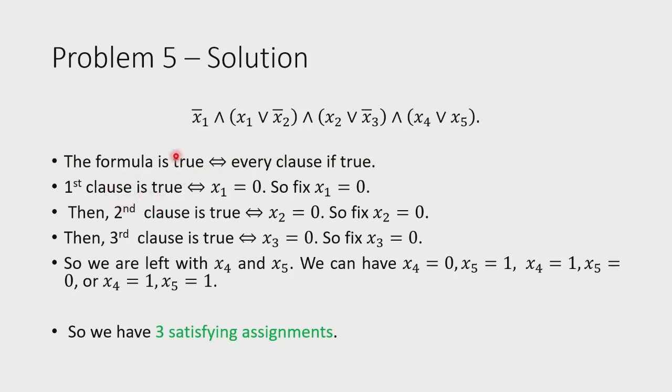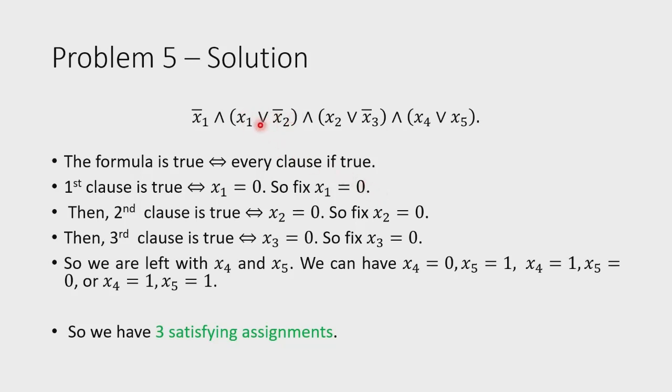So what is the simplest clause over here? It's this x1 complement, right? So let's try making this true. It is true if and only if x1 is 0. Here I am using the convention that 0 is false and 1 is true, just for the sake of simplicity. So we need x1 to be 0. Let's fix x1 equal to 0.